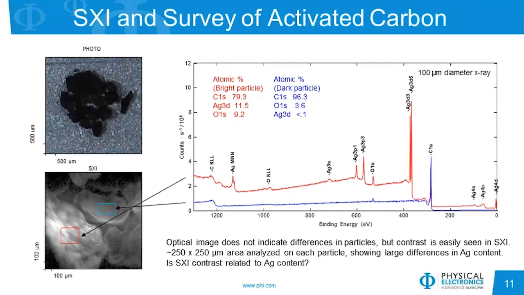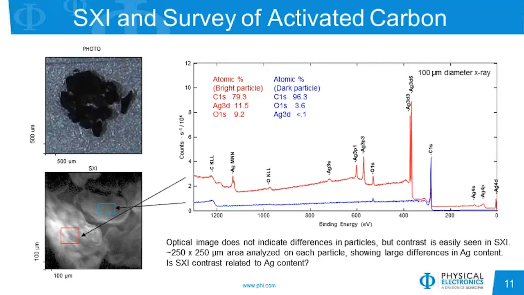And we can see that the more uniform particle to the right and top is composed mainly of carbon and a little bit of oxygen. However, the survey for the particle with both bright and dark features has about 11% silver in addition to carbon and oxygen. And so right away we can see that there are differences between the two particles.